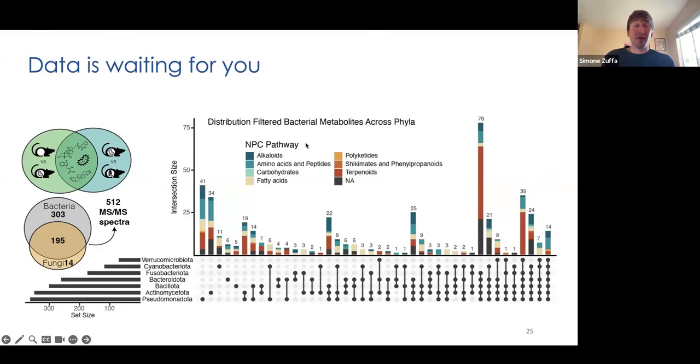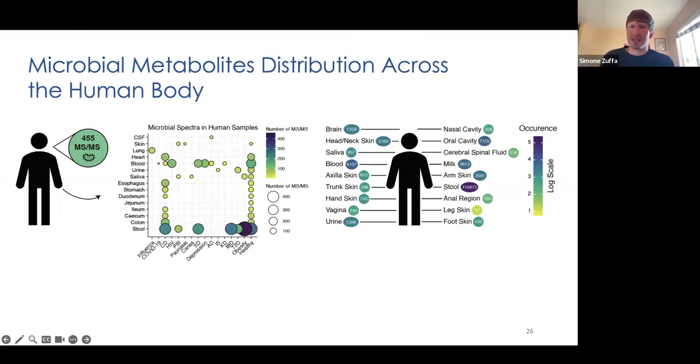As I mentioned before, I'm interested in clinical medicine research. So the next step was to search these 500 spectra against all human data deposited in the GNPS MassIVE repository. I was able to find 550 of them matching samples acquired from different locations of the human body. You can see blood, you can see stools, obviously, across different diseases and in healthy patients.